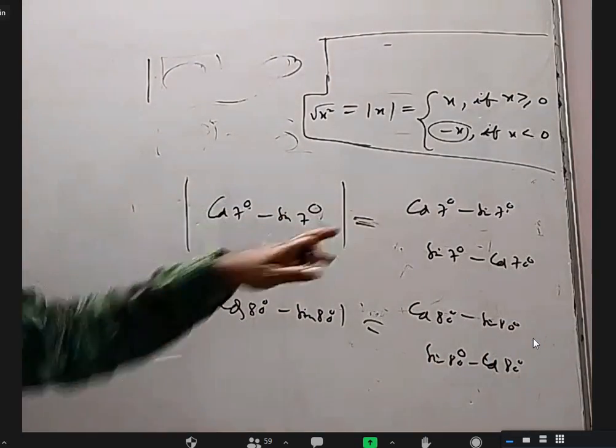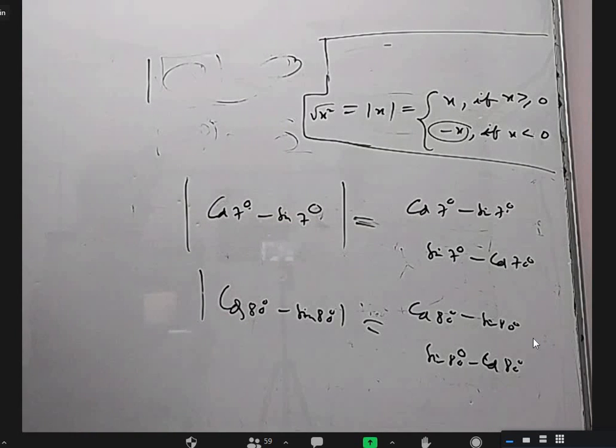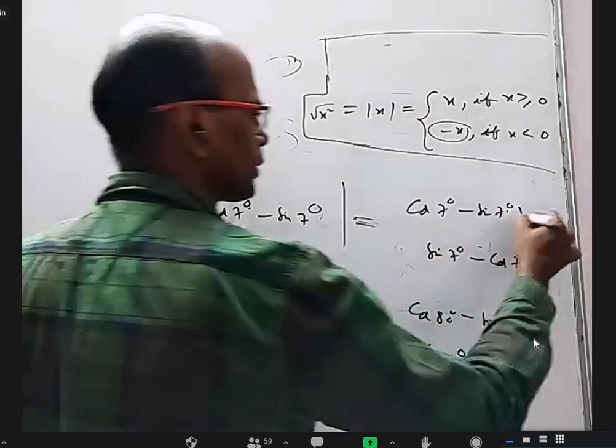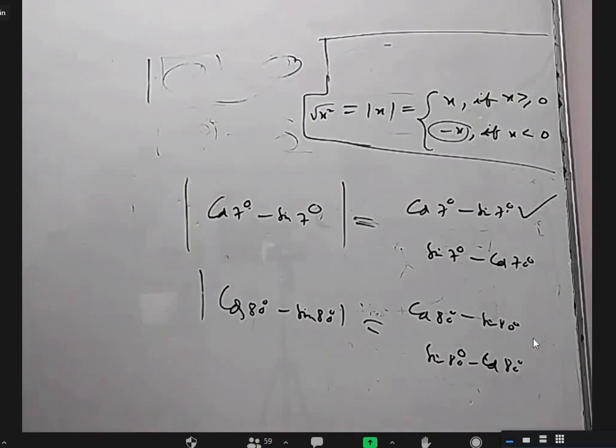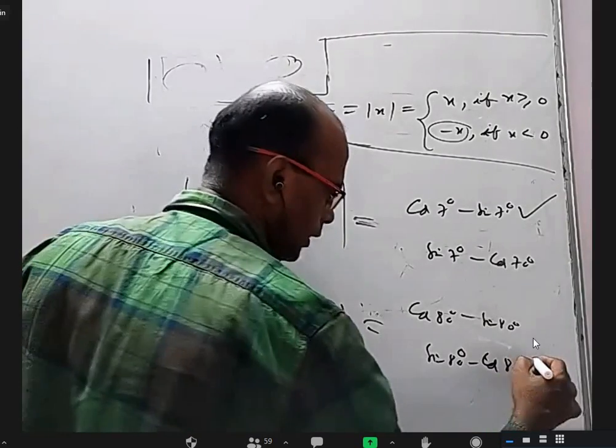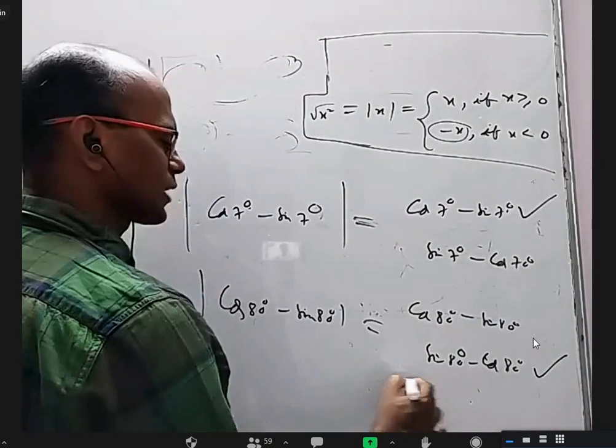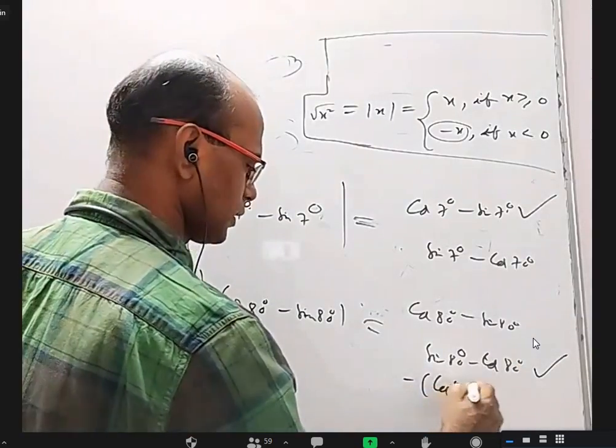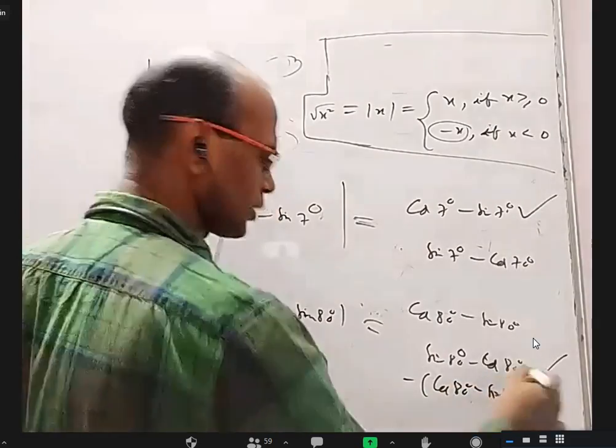Sir, for cos 7 degrees minus sin 7 degrees, as it is. And what about here? Sin 80 minus cos 80. Why sine 80 minus cos 80? Sir, after 45 degrees, cos theta is smaller. Yeah, actually the answer is this, which is actually minus of cos 80 minus sin 80. Both are the same, of course.